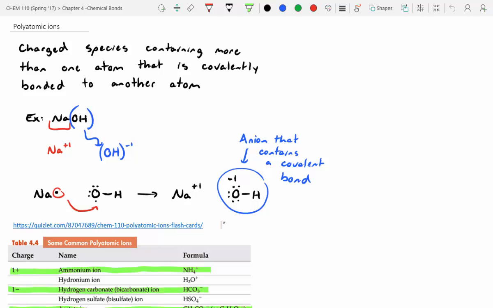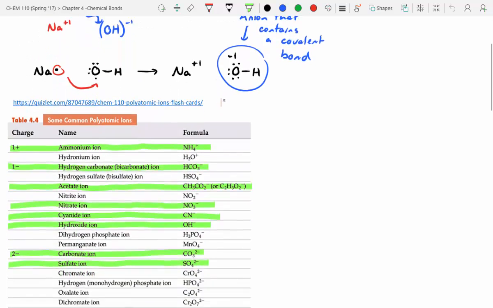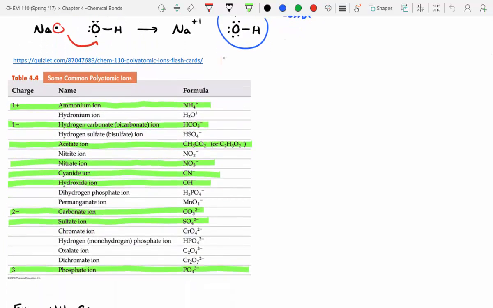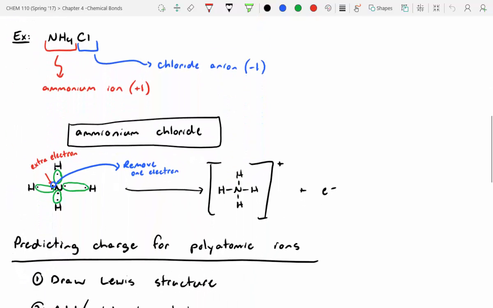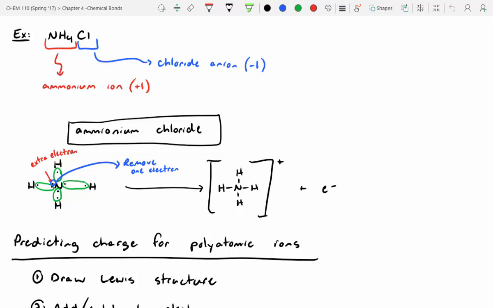The reason I want you guys to memorize these is if you go into a healthcare field, you'll oftentimes hear these polyatomic ion names. So you need to make sure you know what they are. So there's that Quizlet link. All of the highlighted ones are the ones you're supposed to know. And these are kind of the weird exception where sometimes we run into examples where we don't have a metal, but we do have a polyatomic ion. So in the case of ammonium chloride, those are all non-metals, but it's still considered ionic.